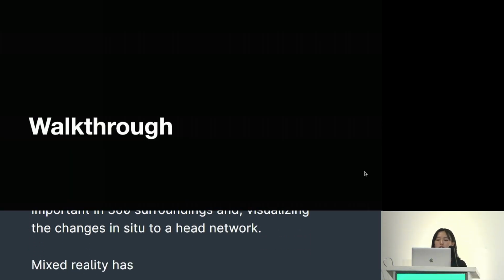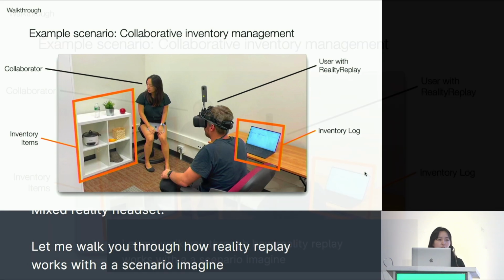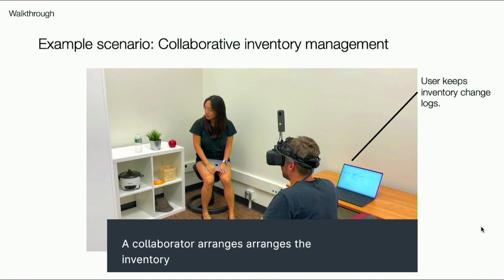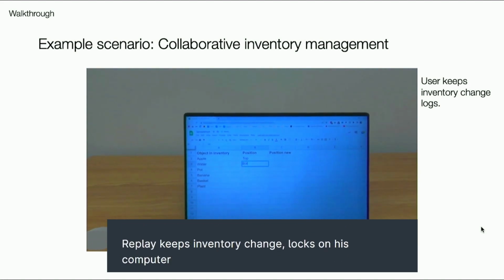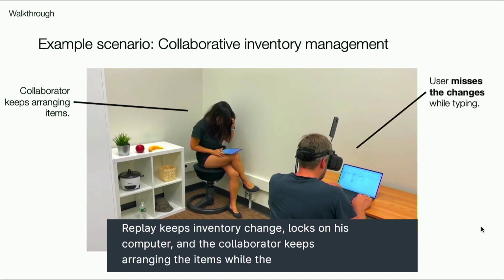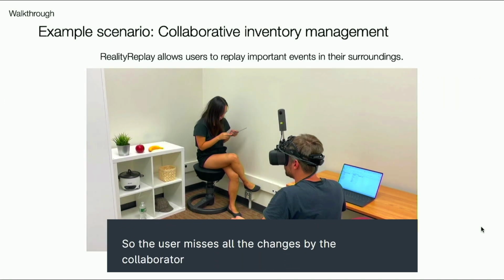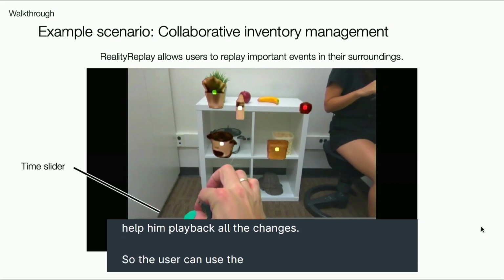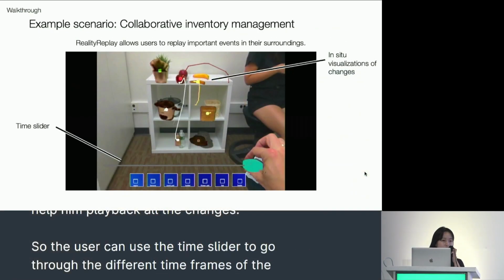Let me walk you through how RealityReplay works with a scenario. So imagine an inventory management scenario with 2 collaborators. A collaborator arranges the inventory items on the shelf, and a user with RealityReplay keeps inventory change logs on his computer. And the collaborator keeps arranging the items while the user is typing, so the user misses all the changes by the collaborator. But the user has RealityReplay to help him play back all the changes, so the user can use the time slider to go through different time frames of the in-situ visualization changes through mixed reality.